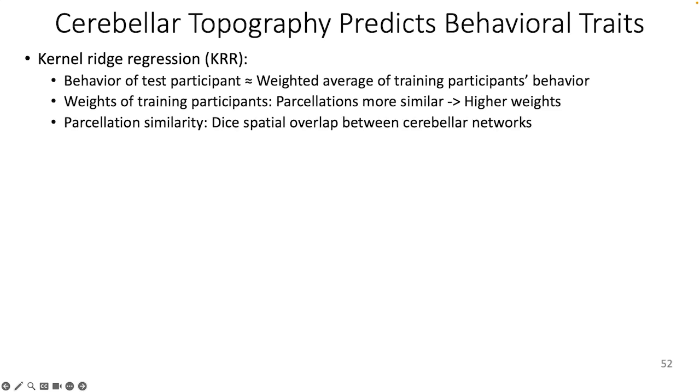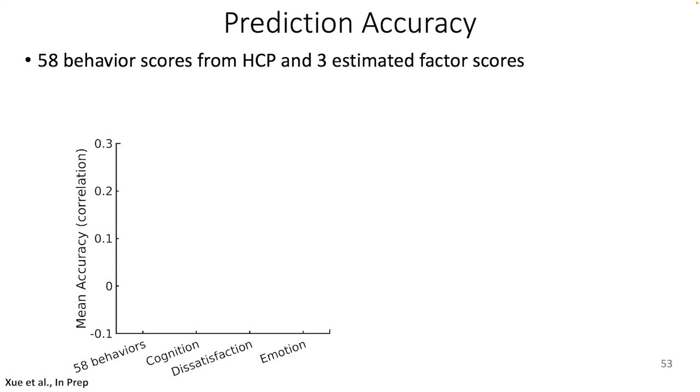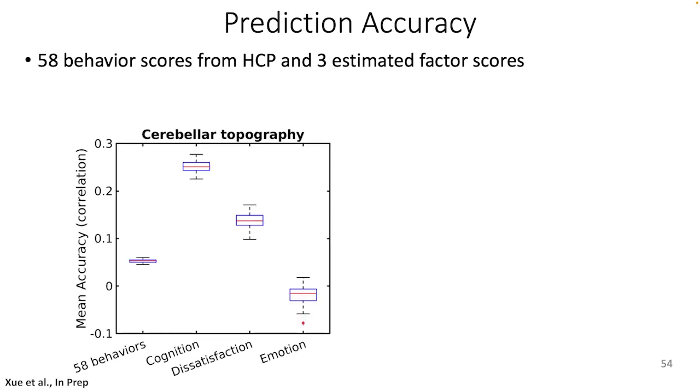And population similarity is measured by the spatial overlap of cerebellar network between participant pairs. We use 58 behavior scores directly released by HCP, as well as 3 derived factor scores that represent cognition, life dissatisfaction, and emotional recognition. And here's the prediction accuracy using cerebellar network topography. For cognition and life dissatisfaction, the average accuracy is 0.25 and 0.14.